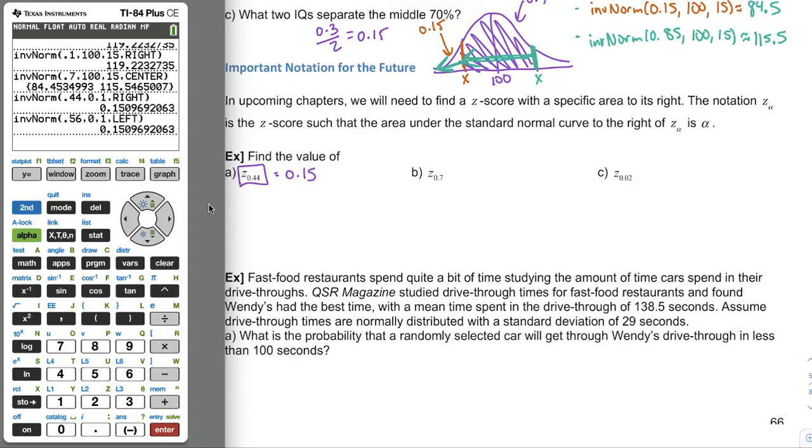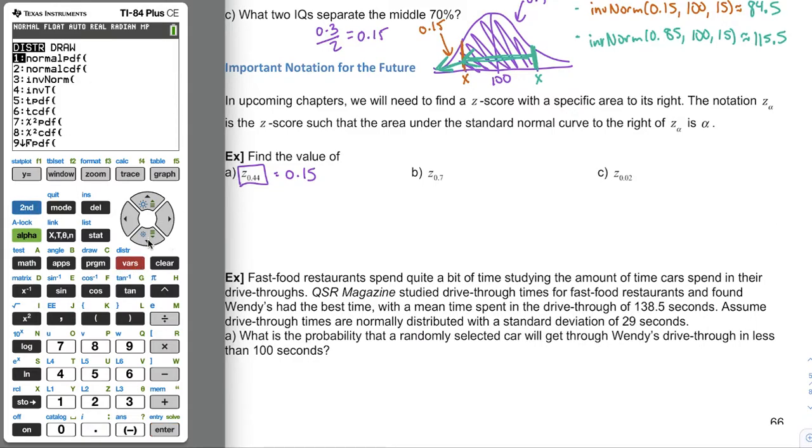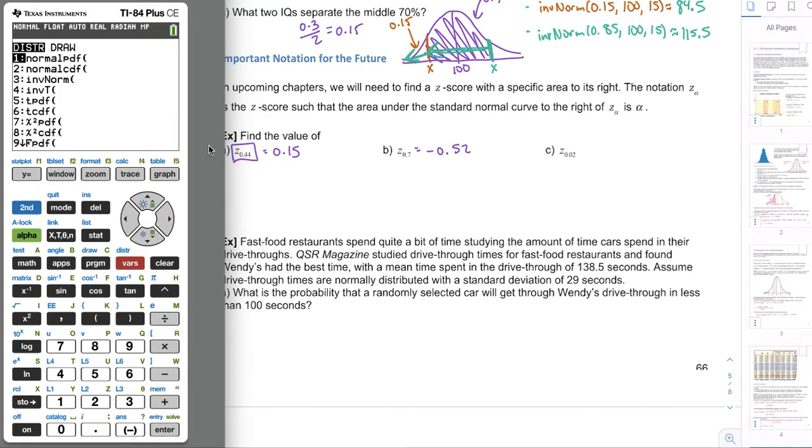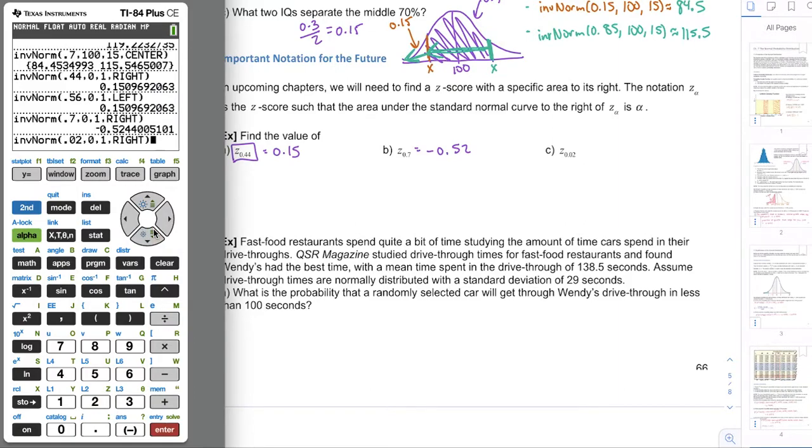So let's try part B. This time the area to the right is 0.7. So 0.7, I'll change it back to the right. Okay, so that would be a negative Z-score. That means that that Z-score would be below the mean. And one more, Z sub 0.02. That's a very small area to the right. Second, vars, inverse normal, 0.02. So don't get stressed out about this notation. I just don't want it to be mysterious when it shows up later. Okay, so it would be a Z-score of about 2.05.